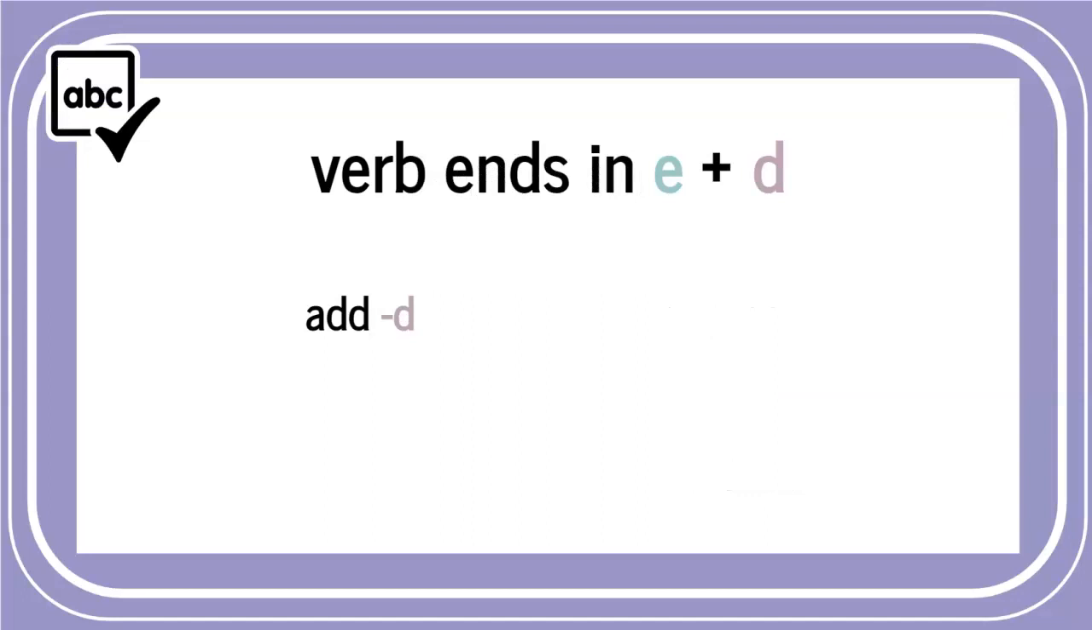First rule, if the verb ends in the letter E, we just need to add the letter D. We do not need to add another E with it. So, for example, live. Notice the last letter in live is E. We will just add the letter D. It becomes lived. Love ends in E. We will add D. Becomes loved. Bake ends in the letter E, and we will add D. Becomes baked.